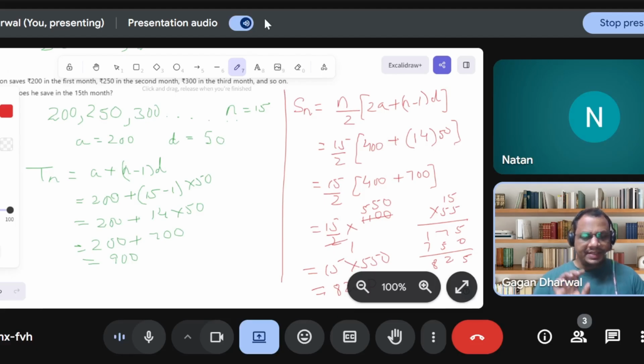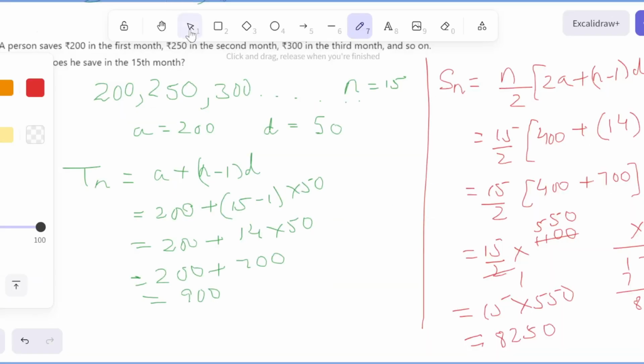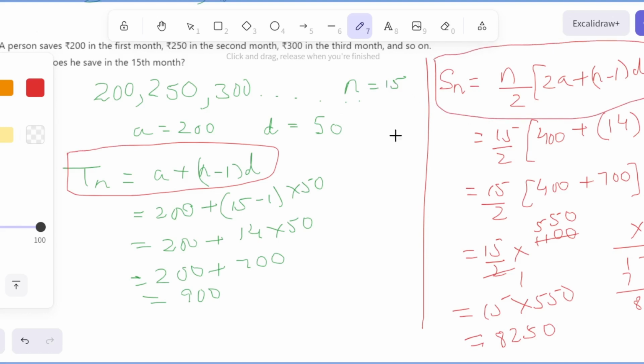So in the same question, we covered both things. First, we used the general term to find his saving in the 15th month. And we also found how much he will be able to save in total by the 15th month. So we used both the general term formula and the sum formula. Make sense? No doubts, right?